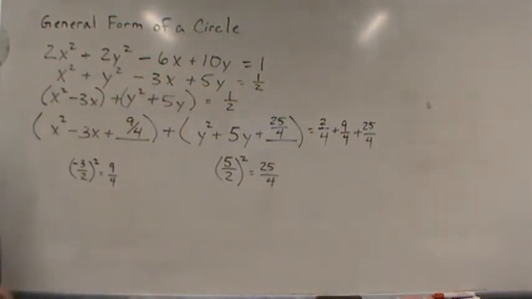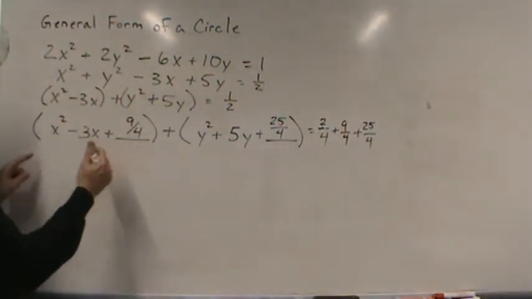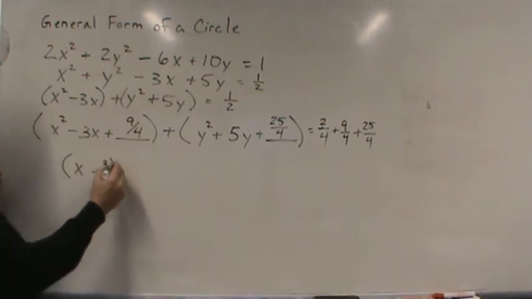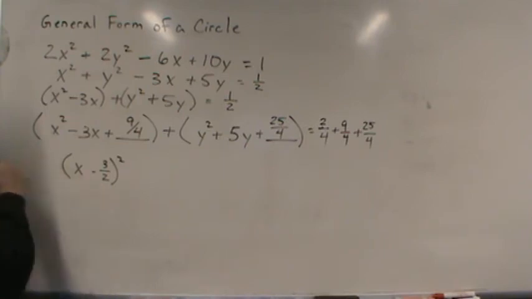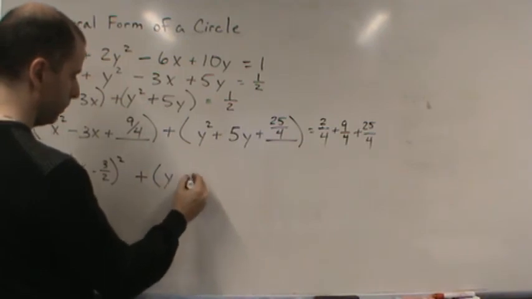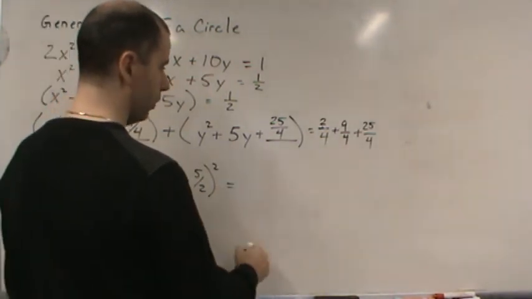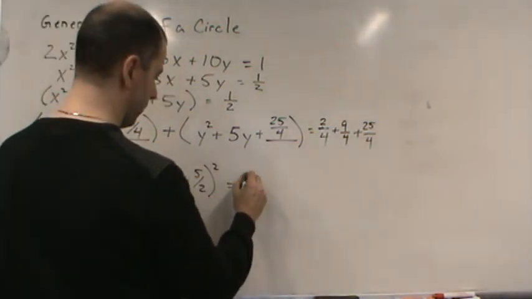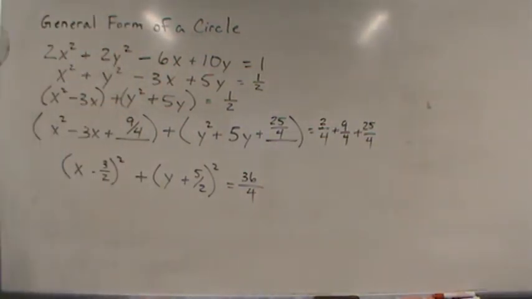Okay, so now that I've done that, I know this is a perfect square, and this reduces to x minus 3/2, quantity squared, because it has to be half of this, plus y plus 5 halves, quantity squared, equals, now I'm going to add these together, and what do I get? I get 36 over 4. All right. So now I'm done.